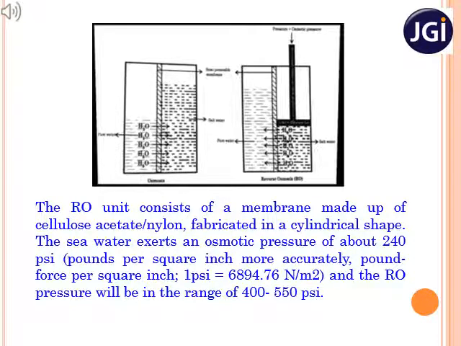Students, this is the schematic diagram of osmosis and reverse osmosis. The reverse osmosis unit consists of a synthetic membrane made up of cellulose acetate or nylon in a cylindrical shape. The seawater and pure water are taken in two different chambers separated by the above mentioned membrane. Since seawater exerts approximately 240 psi of osmotic pressure, the hydraulic pressure greater than this value is applied so that water molecules from seawater move to the other chamber through the membrane. Normally, the hydraulic pressure applied will be in the range of 400 to 550 psi. This is how salt water is converted to drinking water.